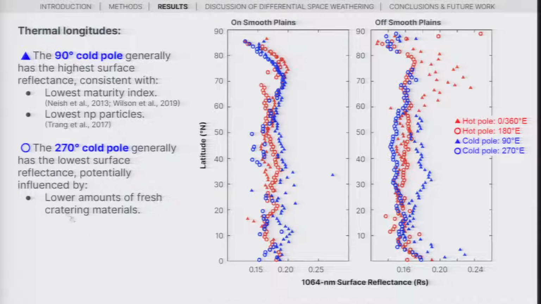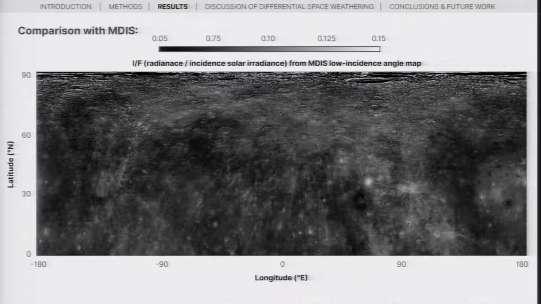But you're also seeing that we have results from the 270 degree cold pole, which are interesting as well because they appear to often be the darkest of any of the thermal longitudes. So right now we're looking at some more detailed studies of what can be influencing this cold pole. And it seems that the other three thermal poles might be oversampling bright cratering materials with respect to this pole. So a next step in this analysis is accounting for cratering materials as well, in addition to just on and off the smooth plains.